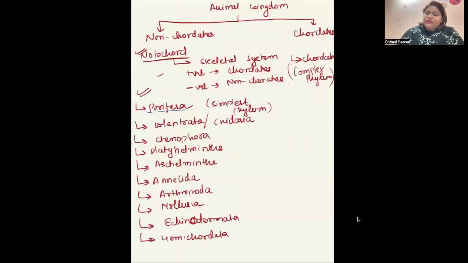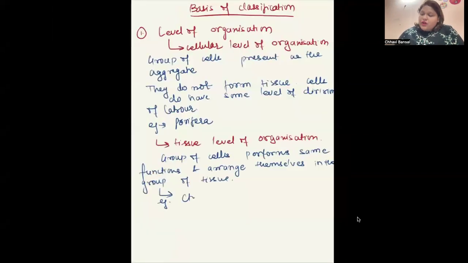And the example should be the next level of the phylum. After Porifera, we have Coelenterata and Ctenophora. These two phylums have tissue level of organization. Ctenophora and Coelenterata. Clear? These are the two phylums that have tissue level of organization.